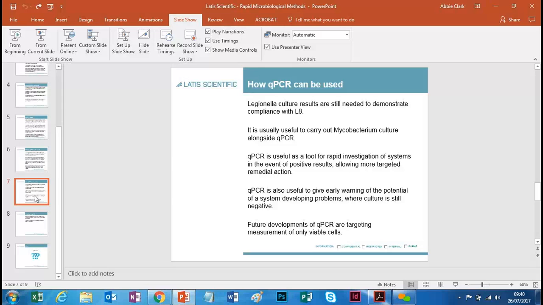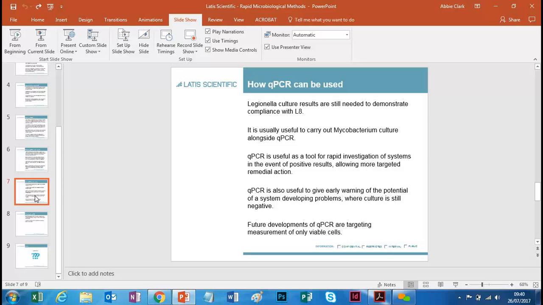If you're using qPCR as part of routine monitoring, it will also give early warning of potential of a system developing problems because it's more sensitive than culture methods and will detect bacteria earlier. If qPCR counts in genomic units start to increase, they can give early warning of potential problems and allow remediation to be considered or started before the system starts to show positive culture checks, potentially eliminating problems before they occur.